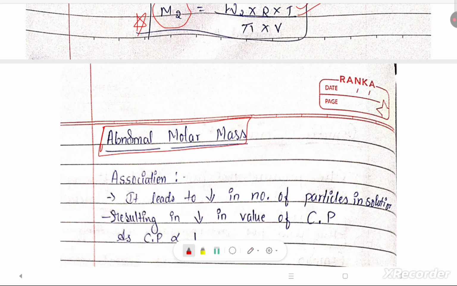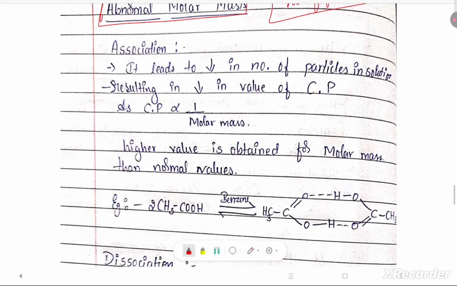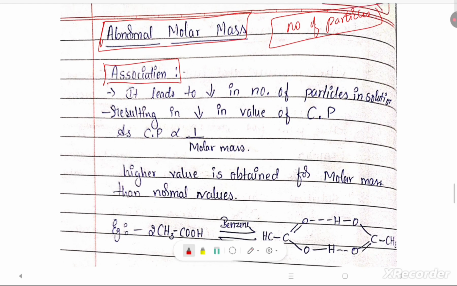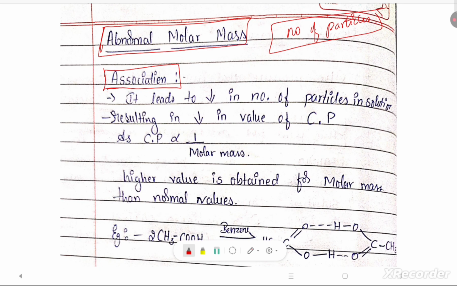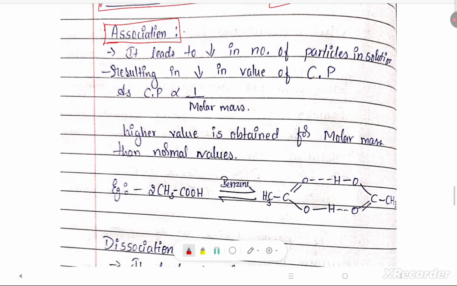So why are we telling abnormal molar mass? As we discussed, colligative property is based on the number of particles. Correct? Some chemicals, after adding into the solution, the number of particles will vary. Why will it vary? Due to two factors: one is association, the other one is dissociation. First we'll see what association is. So in association, what will happen? You can see this example.